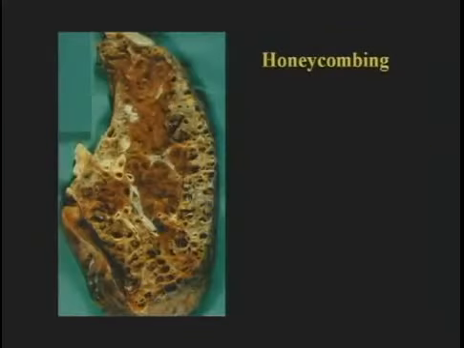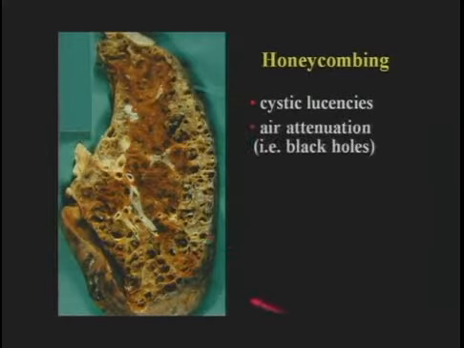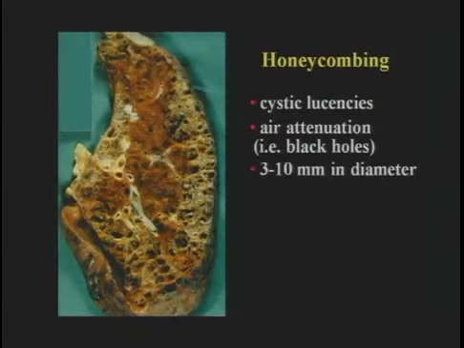This is a lung slice in a patient who has honeycombing, and just to emphasize what this means, honeycombing indicates the presence of cystic lucencies. These are air-containing, these are empty holes, so they should look absolutely black on high-res CT. 3 to 10 millimeters in diameter most of the time, but may be larger or smaller. They must be seen, and I emphasize that, must be seen in a subpleural location, or you can't be sure they are honeycombing. Unless you see these subpleural, they may be something else.